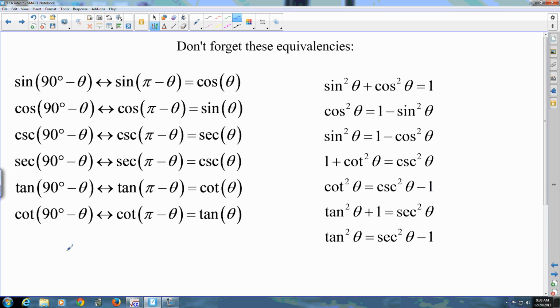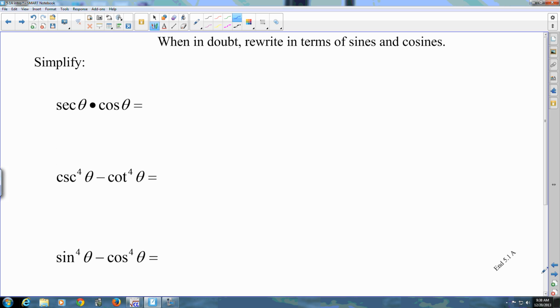Don't forget all of these identities that you guys are supposed to know. All right? I realize that it's a bit daunting to remember these, but if you know these, then these questions that are going to follow in the rest of this chapter are going to be a lot easier. Okay? Here goes. First thing, when in doubt, write stuff in terms of sines and cosines. So, secant is worth 1 over cosine times cosine over 1. These are reciprocals, so your answer is 1.